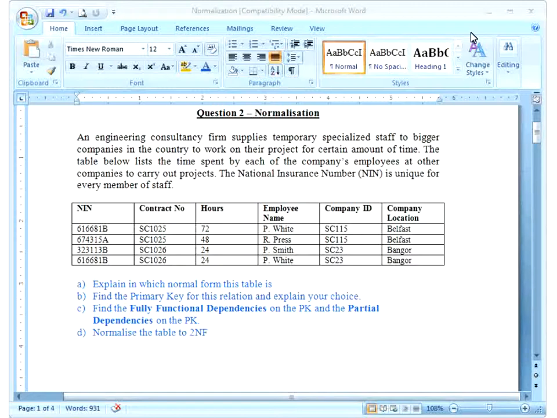Okay, students, I am back earlier than my time. So how is it going? Has anybody done part A or B?